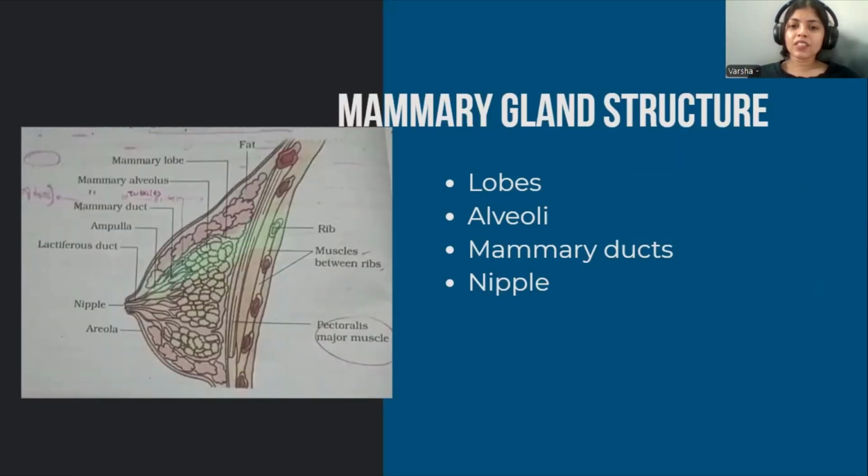Mammary glands are present in the breasts. They produce milk after childbirth. The structure includes lobes, alveoli, which are for milk secretion, and ducts, which transport the milk, which is very important for lactation.